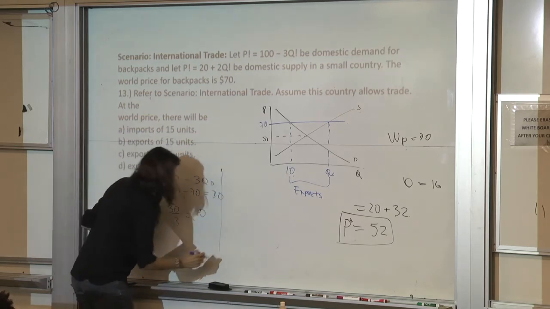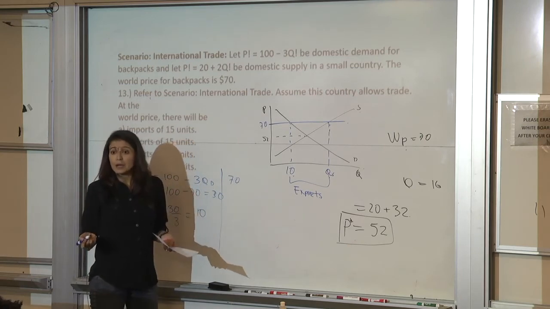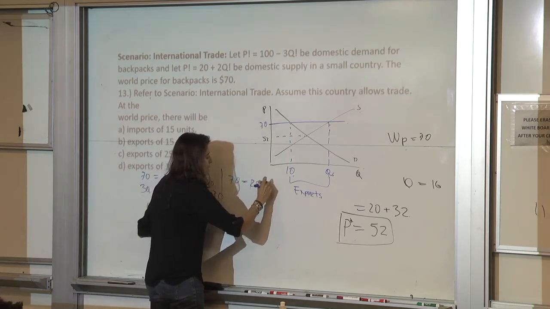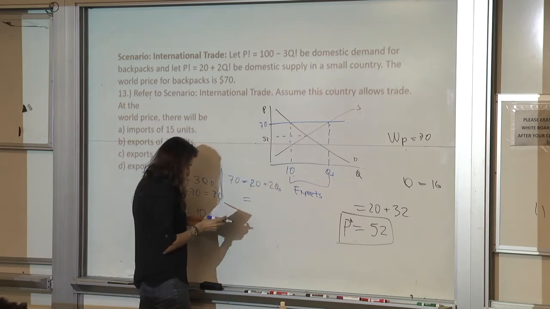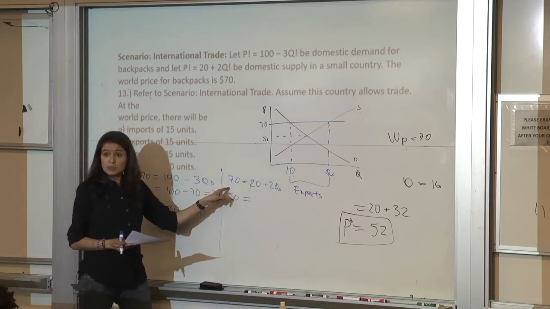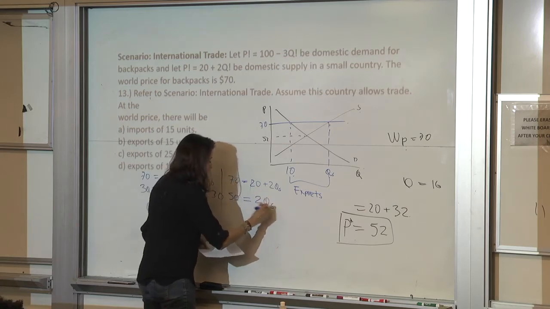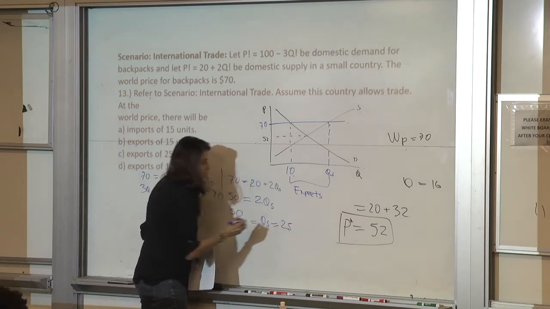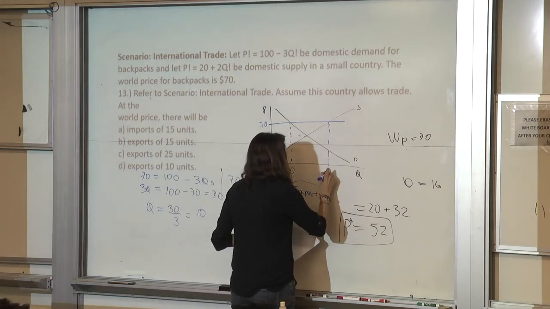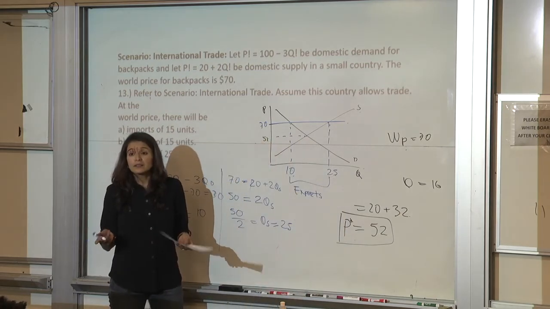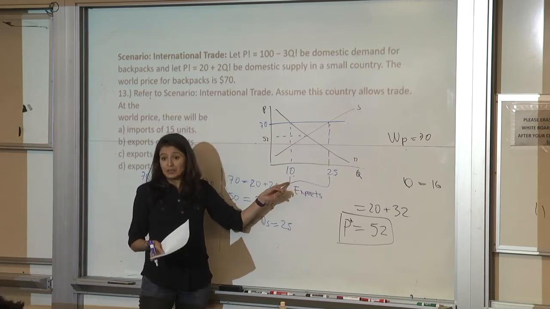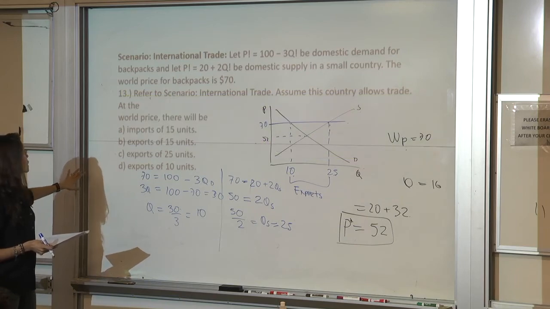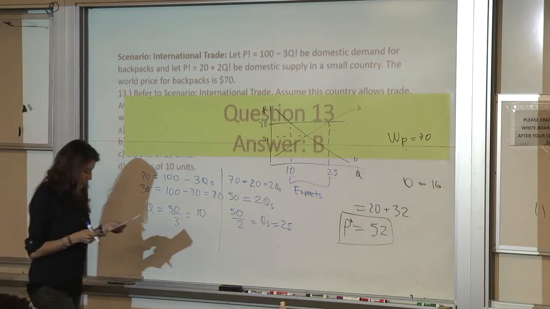And now the quantity supplied: 70, again the world price, equal to 20, I'm sorry, 20 plus 2 times quantity supplied. I move this 20 to the other side to subtract it from 70, so 50 equal to 2QS. 50 divided by 2 is equal to the quantity supplied. This is equal to 25, okay? 25. So the exports are the quantity supplied minus the quantity demanded, 15, okay? Yes. So the answer is B, 15, okay? Good.